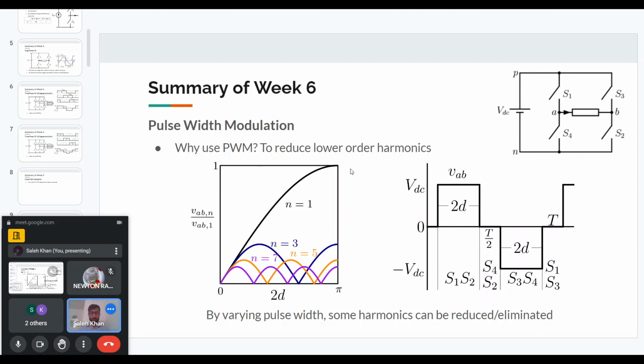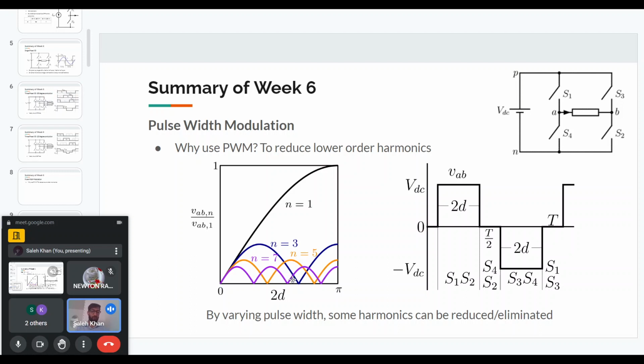Now this was about the fundamental, but what about the other harmonics? The interesting thing here is that depending on the angle, or 2D, the pulse width, the amplitude of different harmonics changes. For example, for the third harmonic, n equal to 3, if 2D is equal to 120 degrees or 2 pi by 3, then the third harmonic will be 0. Similarly, for the fifth harmonic, there will be certain points for 2D where the fifth harmonic will also be 0, and similarly for other harmonics.